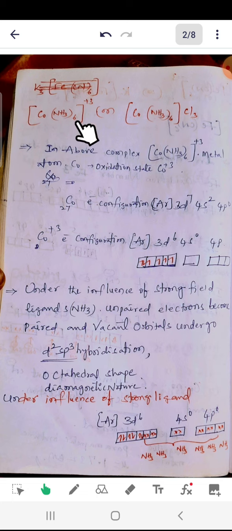So the ligand is ammonia. Under the influence of strong field ligand, the ligand ammonia, unpaired electrons become paired and the vacant orbital undergoes d2sp3 hybridization.